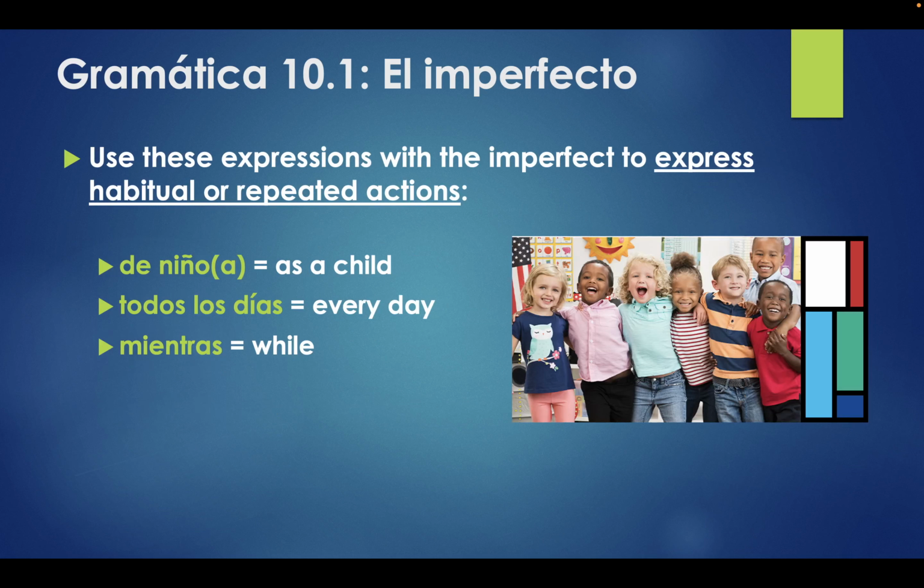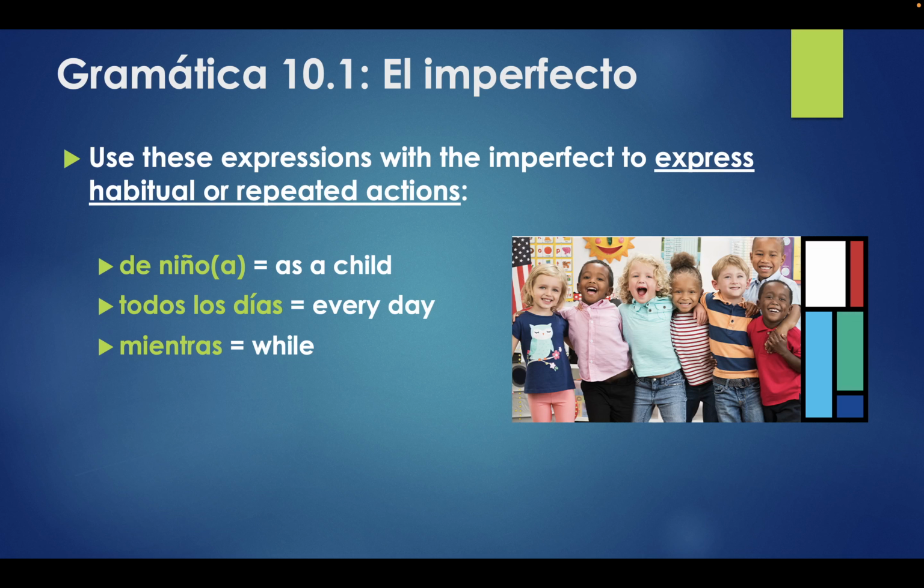There's also some certain expressions that we use for the imperfect for repeated or habitual actions. And these phrases are de niño, as a child, todos los días, every day, or mientras, while. And these are trigger words. When you have to start choosing between the preterite and the imperfect next chapter, these are some trigger words that, if you're having trouble or you get stuck, you can use to help you.